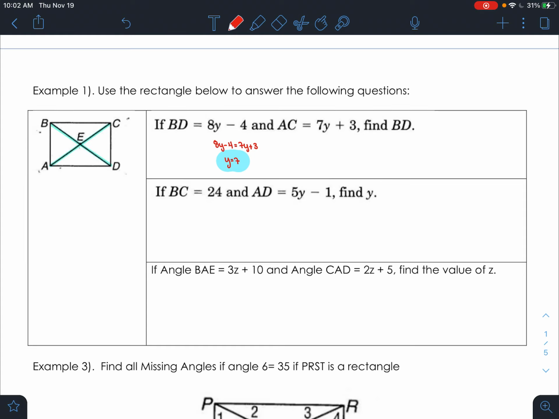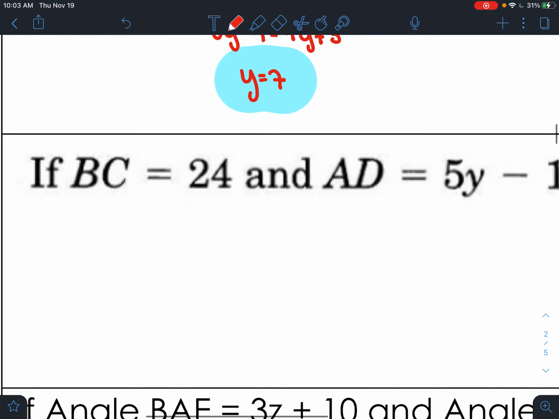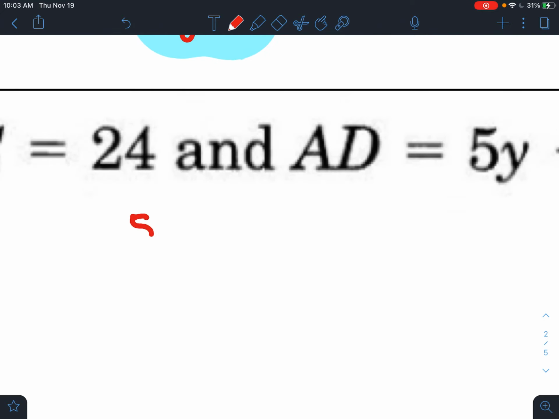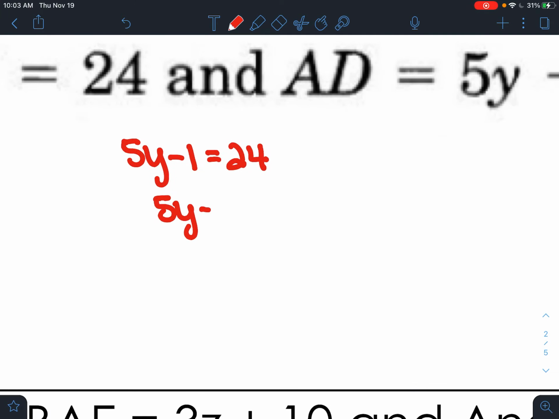So the next one says BC is 24 and AD is 5y minus 1. So we're looking at BC and AD, and because it's a parallelogram, we know the opposite sides are congruent, which means I'm going to do 5y minus 1 equals 24, which means 5y is equal to 25, which means that y is equal to 5.